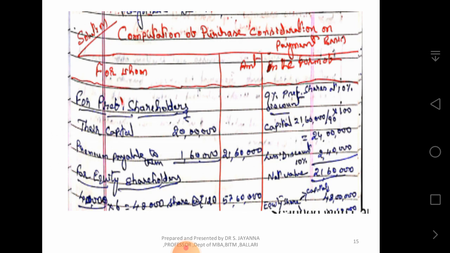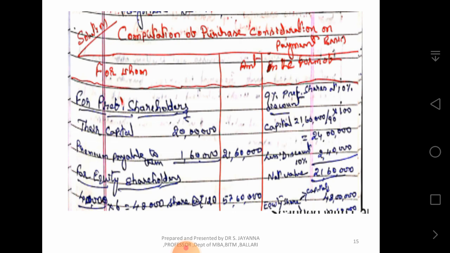Actually, 40 lakh divided by 100 is equal to 40,000 equity shares. For every 5 shares, how many shares are issued? 6 shares are issued. So, 40,000 divided by 5 into 6 is equal to 48,000 shares to be issued. At what rate are they to be issued? At 120 rupees, because we are taking a 20 rupees premium, 100 plus 20, 120 rupees.